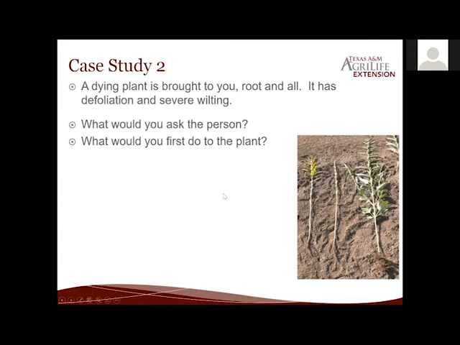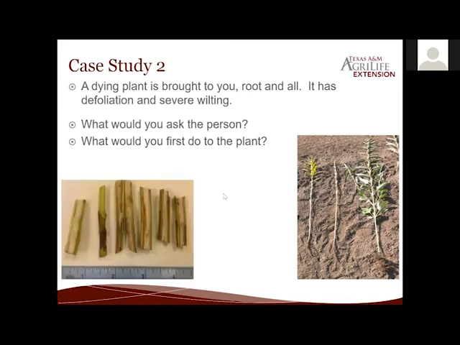So first, you would ask the person, what is this plant? It is sesame. So what would you do to the plant? Well, we would take stock that we have severe wilting, defoliation, it's stunted, a really poor pod set, really poor root development. There's some discoloration. It's hard to see on the ground there, but there was some discoloration along here.